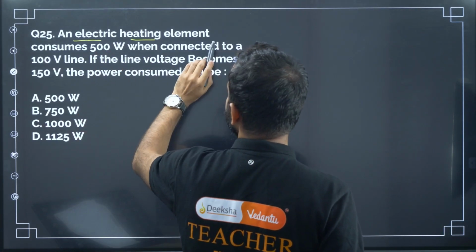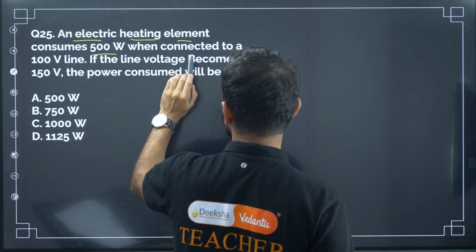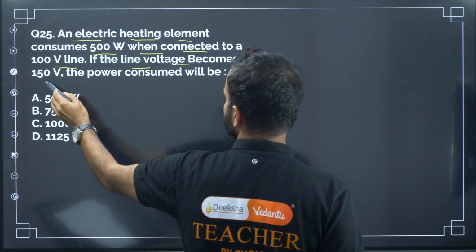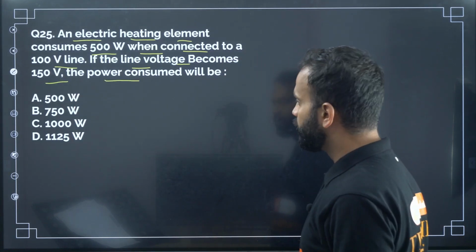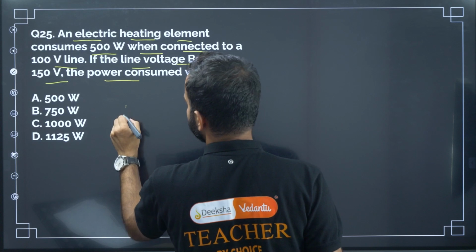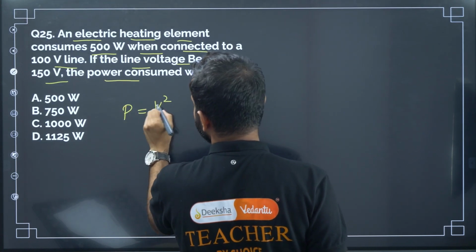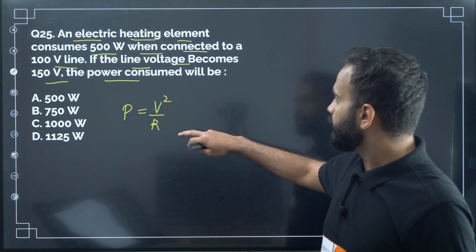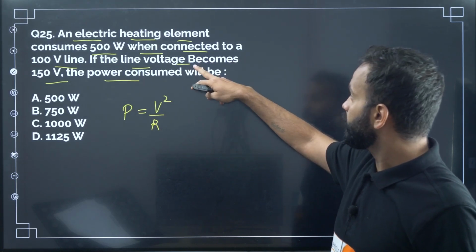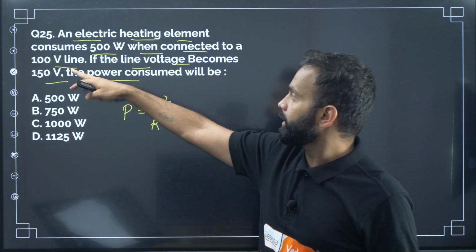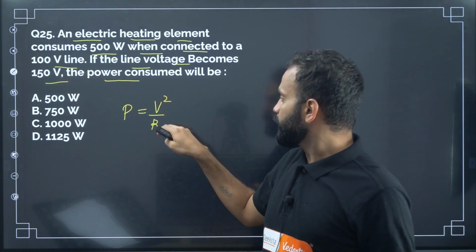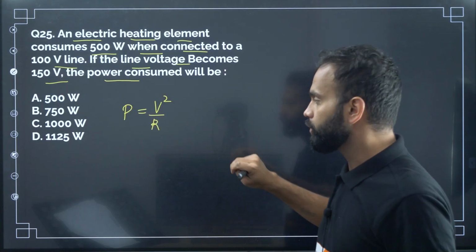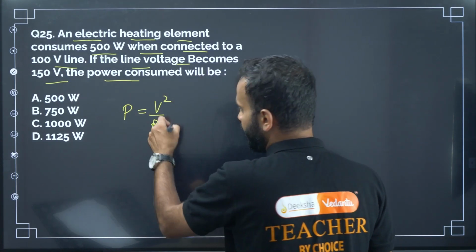An electric heating element consumes 500 watt when connected to a 100 volt line. If the line voltage becomes 150 volt, the power consumed will be? We need to find power consumed. We know that power P is equal to V square divided by R. V is the applied voltage, here the electric heating element connected to a 100 volt line. R is the resistance of the heating element, P is the power consumed. So R is constant.